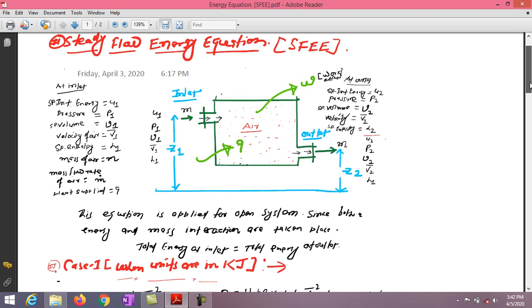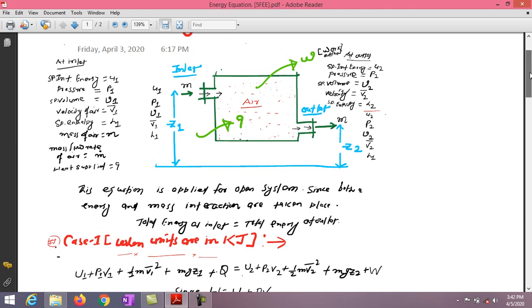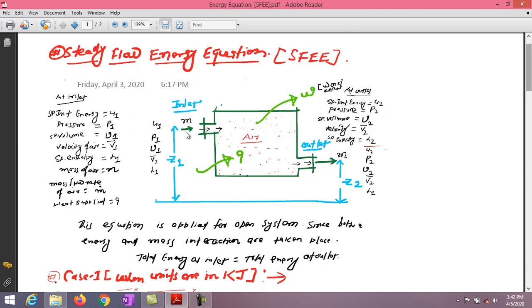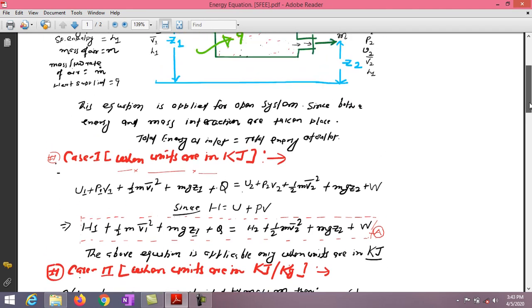So in this equation, basically what we are doing here, we are simply equating the energy at inlet to the energy at outlet. That means the total energy of air at inlet will be equal to the total energy of air at outlet, right? So this is the energy balance. Whatever total energy of air is at inlet will be equal to the total energy of air at outlet, right?